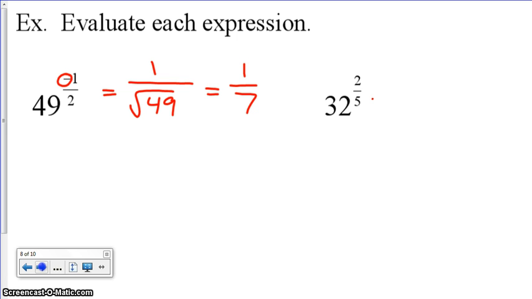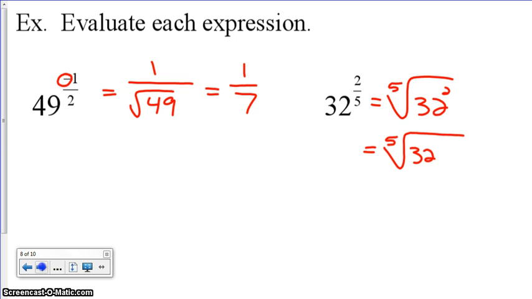The next one, I have the 5th root of 32 squared. Now if we take 32 and square it, it's going to give us a huge number. But I know that 32 is 2 to the 5th power. So I actually have the 5th root of 32 times 32. Each of these then is going to come out as a 2. So then I just have 2 times 2, which equals 4.